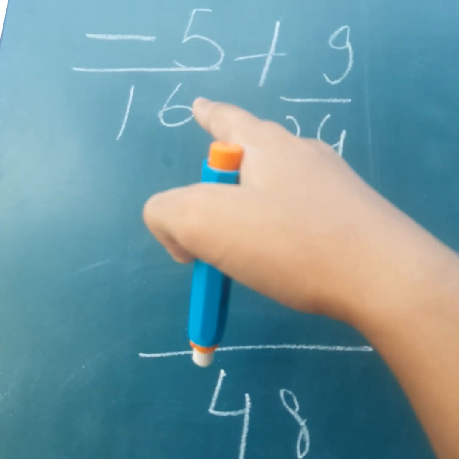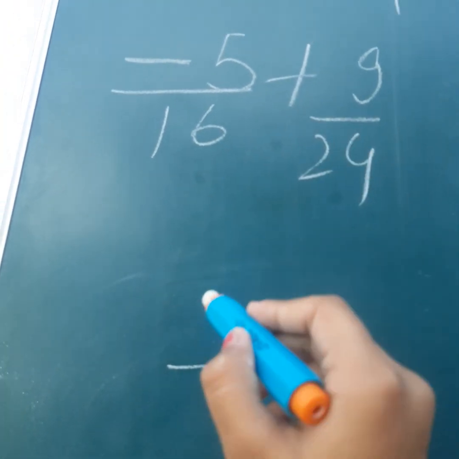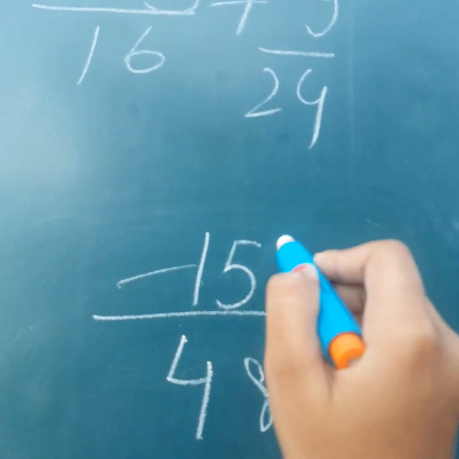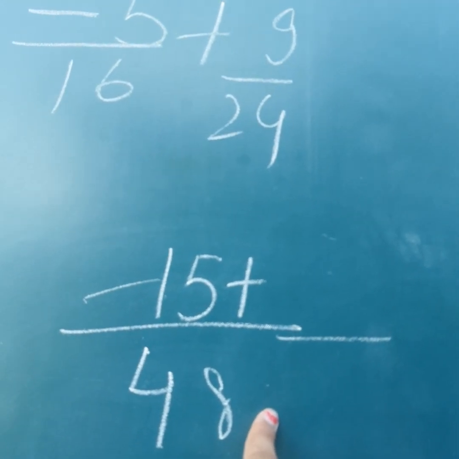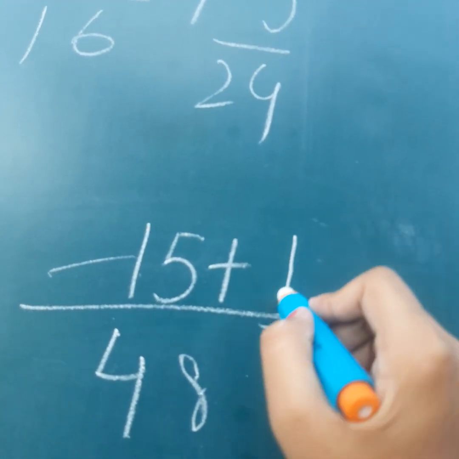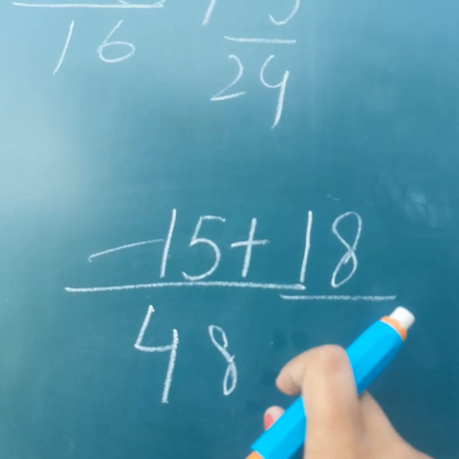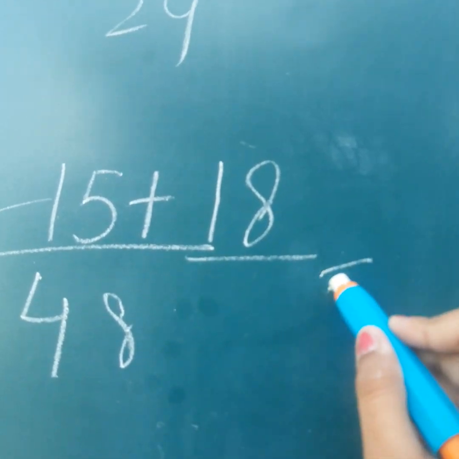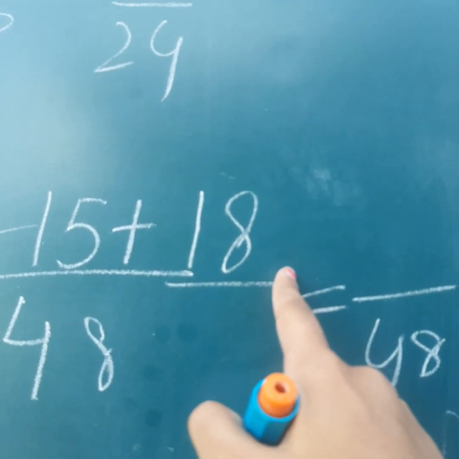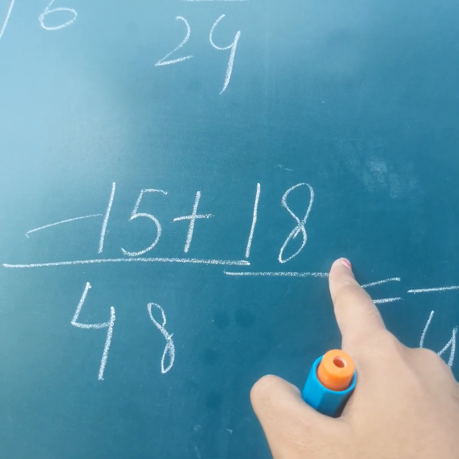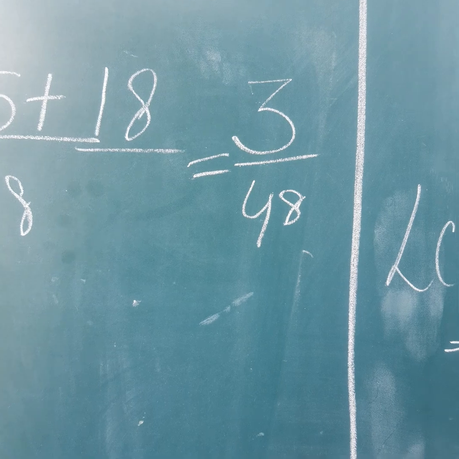First we divide 48 by 16, that is 3, and we multiply it by minus 5, that is minus 15. The same method we use here: 48 divided by 24 is 2, and 9 multiplied by 2 is equal to 18. So this is the next term, and after that we take the denominator same, and minus 15 plus 18 is equal to 3 over 48.